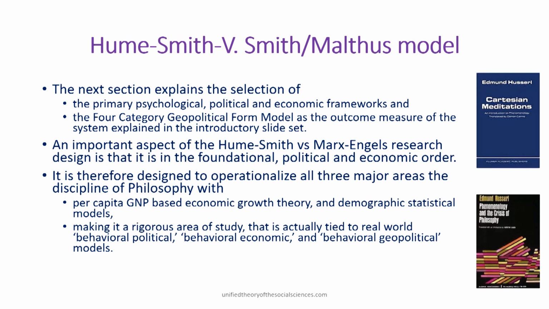The next section explains the selection of the primary psychological, political, and economic frameworks and the four-category geopolitical form model as the outcome measure of the system explained in the introductory slide set. An important aspect of the Hume-Smith versus Marx-Engels research design is that it's in the foundational political and economic order. It's therefore designed to operationalize all three major areas of the discipline of philosophy with the per capita GDP-based economic growth theory and demographic statistical models, making it a rigorous area of study that is actually tied to real-world behavioral political, behavioral economic, and behavioral geopolitical models.